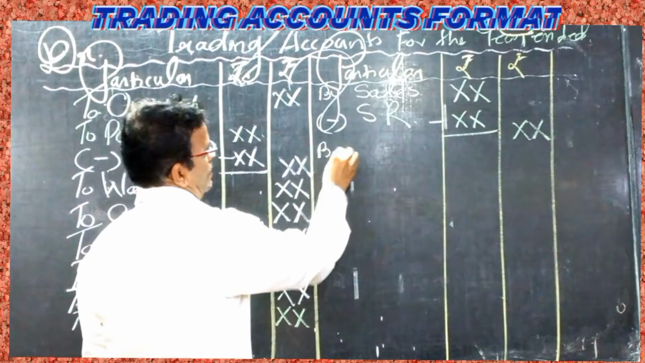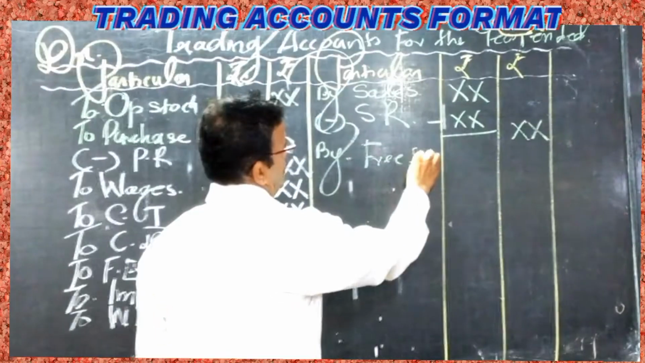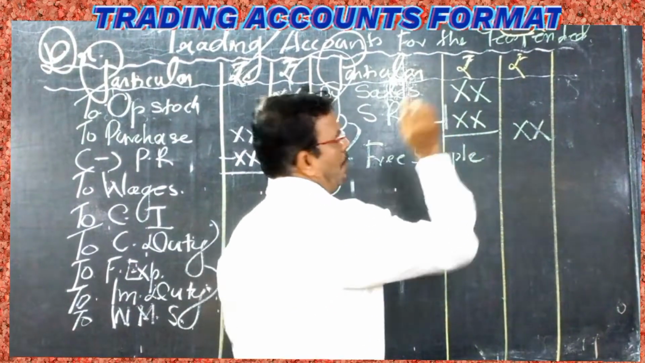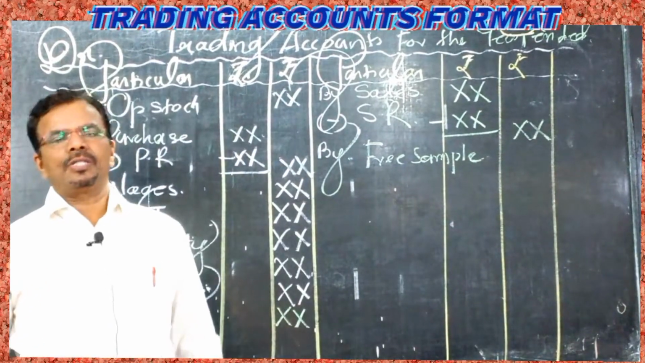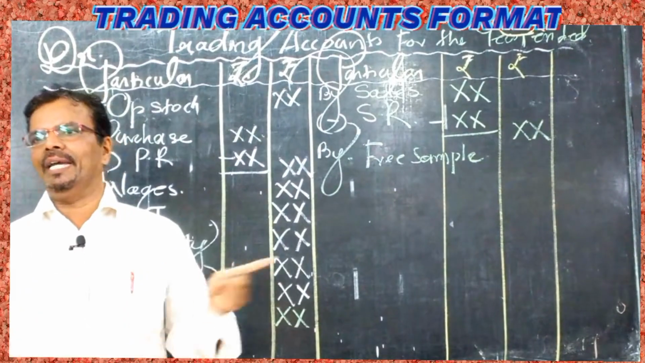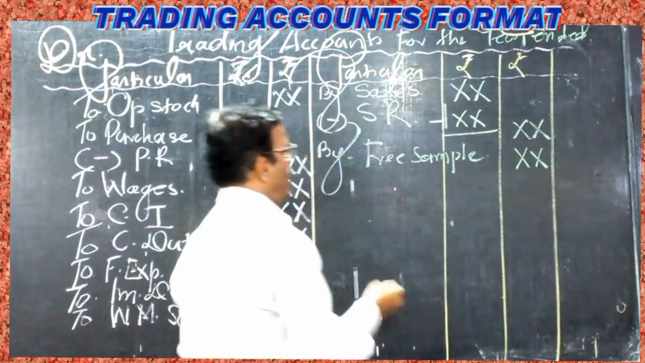Second, free sample. What happened? For the purpose of advertisement, sometimes we distribute goods free. We are not charging anything. So that will be on the trading account credit side.